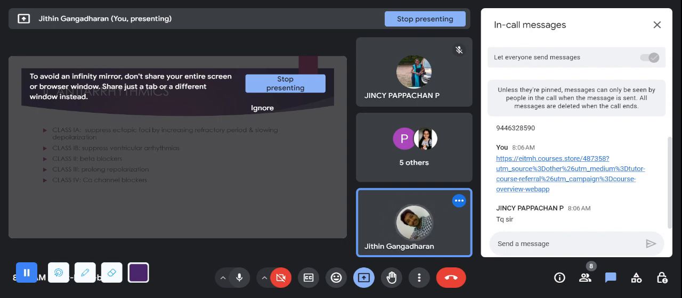Okay. Now, what is a class 1A drug? Class 1A drugs suppress the ectopic foci. So what is an ectopic foci?